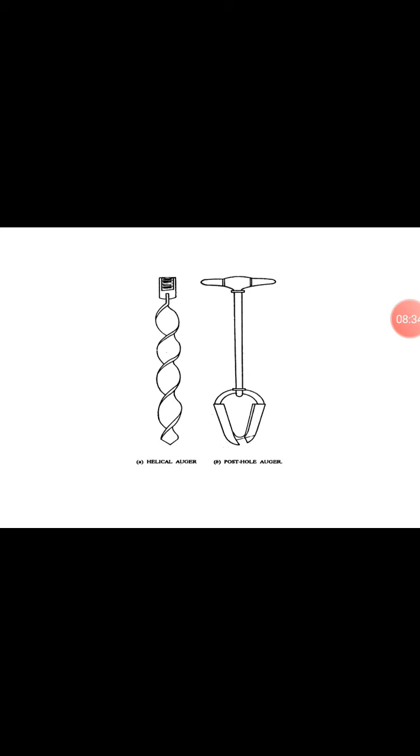In the helical auger, a spiral type of auger is generally used to cut or drill the soil. In the post hole auger, a blade is provided at the bottom, and by forcefully applying pressure and rotating the handle in a clockwise direction, we cut the soil.